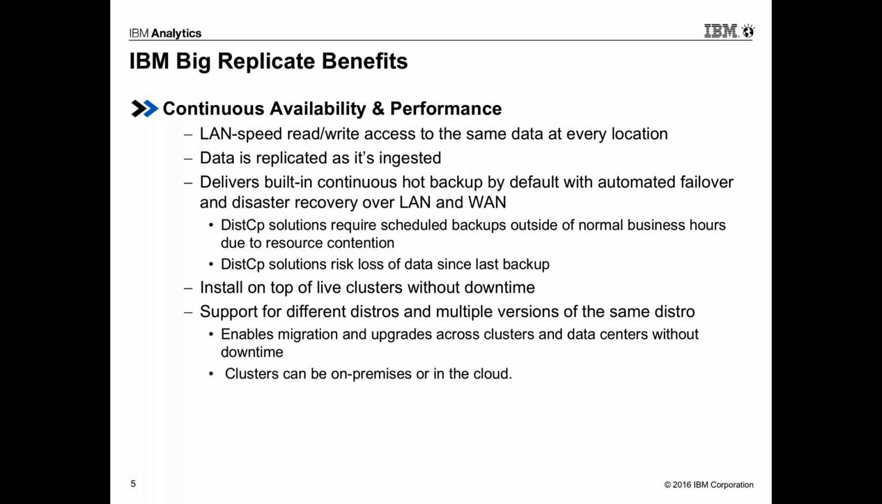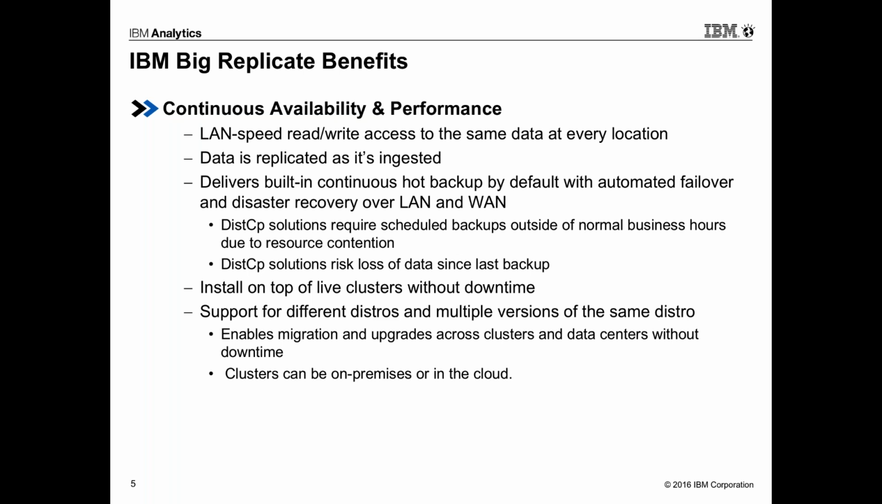And with IBM Big Replicate, it doesn't have that issue. Data are replicated as it's ingested. It doesn't have to wait for the file to be completely written to the file system. It can replicate at a sub-block level, enabling near real-time replication across any distance. Yet it can also be installed on live clusters without downtime, again ensuring continuous availability for your clusters, and it supports different distributions and multiple versions of the same distribution.